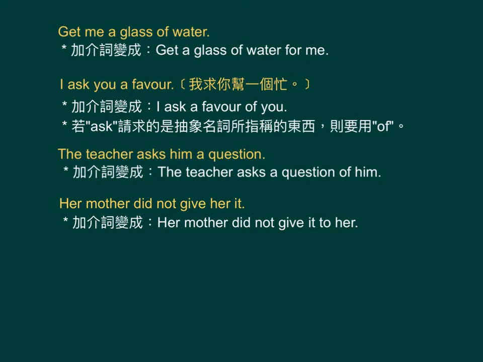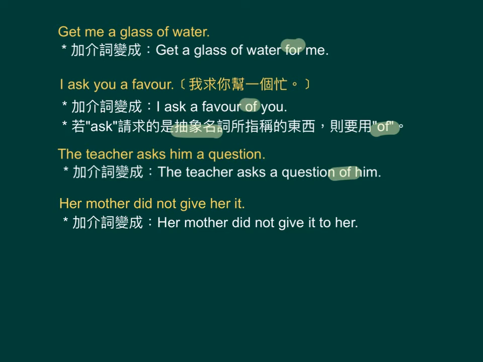Get me a glass of water. 加介詞會變成 Get a glass of water for me. I ask you a favor. 加介詞變成 I ask a favor of you. 留意如果 ask 請求嘅係抽象名詞所指稱嘅嘢,我哋要用 of。The teacher asked him a question. 加介詞會變成 The teacher asked a question of him.